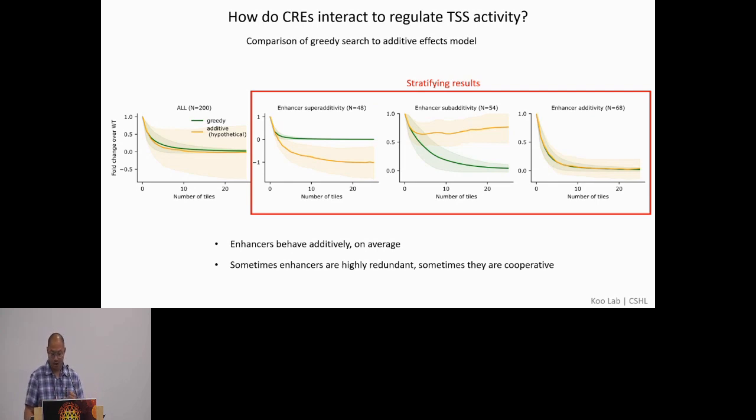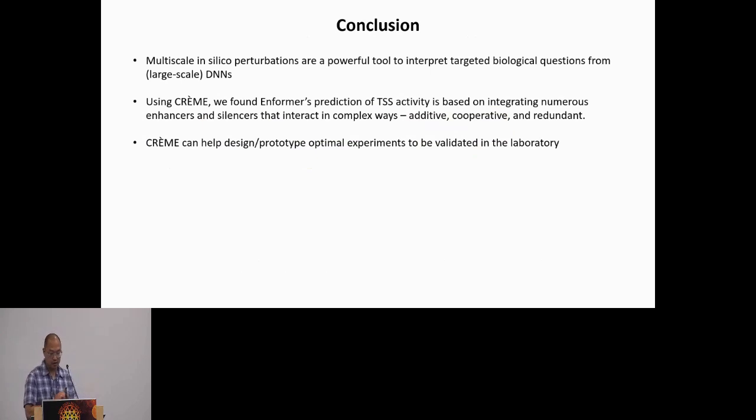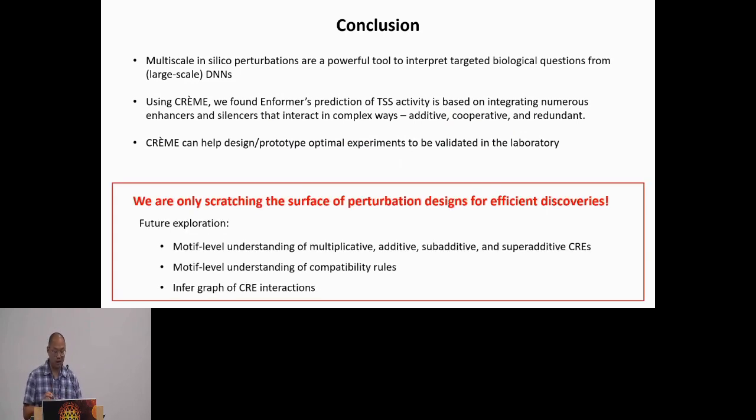And so in conclusion, these multi-scale in silico perturbations are powerful tools to interpret targeted biological questions from these large-scale deep neural networks. Using CREM, we found Informer's prediction of TSS activity is based on integrating numerous enhancers and silencers that interact in complex ways. CREM can be used to design or prototype optimal experiments to be validated in the laboratory. And I really believe that we're only scratching the surface of these types of perturbation assays for efficient discoveries.